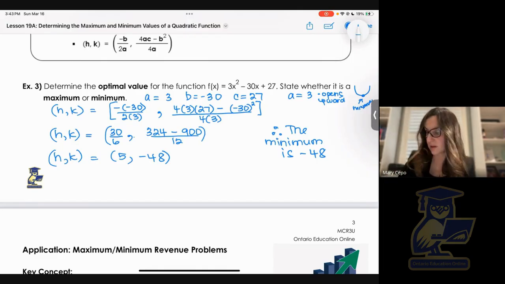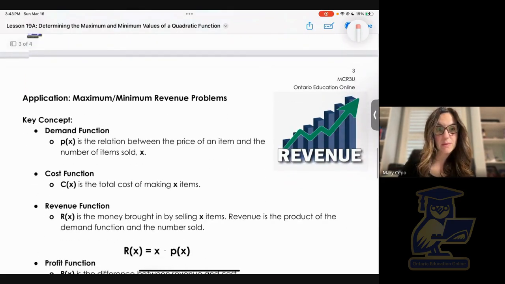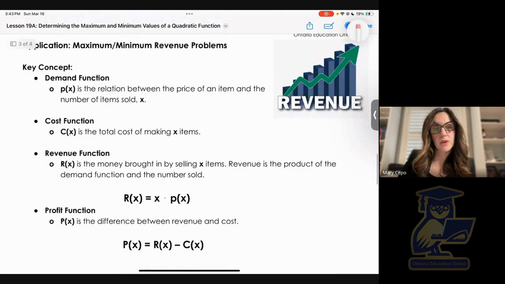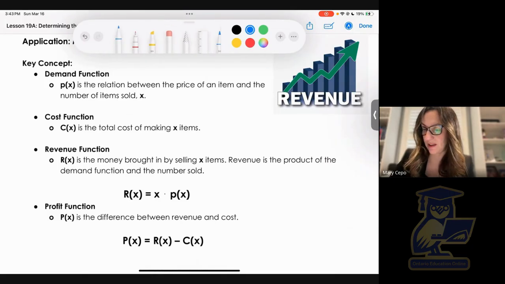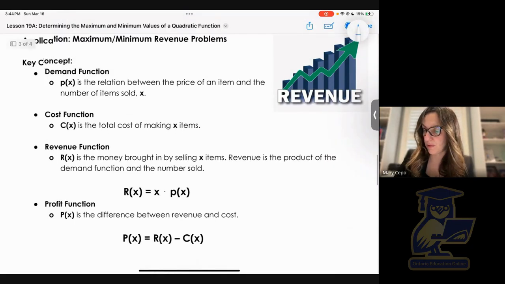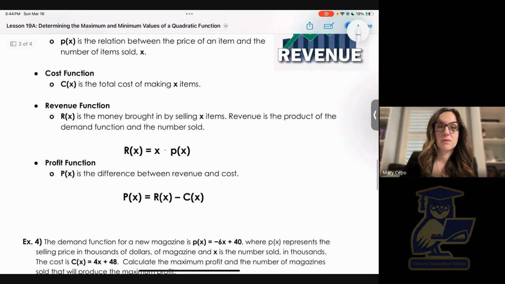Okay, so the a value tells us a lot about our problem, and therefore tells us whether we have a max or a minimum. Okay, let's add some applications here. So when we're looking at max or min, revenue problems come into play. Now, in order to remember how to do max or min revenue problems, we do need to remind ourselves what the demand function is. Well, the demand function, p at x, notice it's lowercase p because we use capital P for profit. So demand, p at x, is the relation between the price of an item and the number of items sold, x.